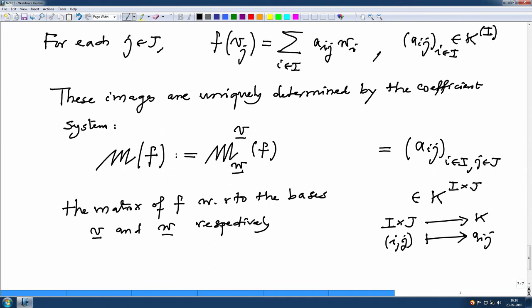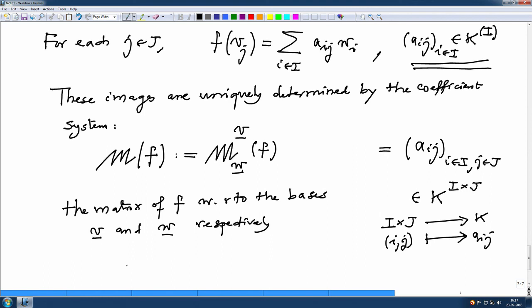The rows are numbered by i and the columns are numbered by j. So, in case I, J are not finite, you remember this condition that says that if you fix j, that means if you fix any column, it has only finitely many non-zero entries. But I am not going to do it for infinite, I will assume I and J are finite soon. So, this is the matrix which we get out of f, and if you know this matrix, f is uniquely determined.